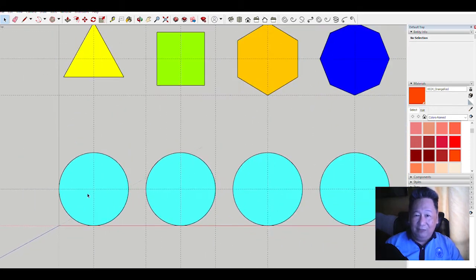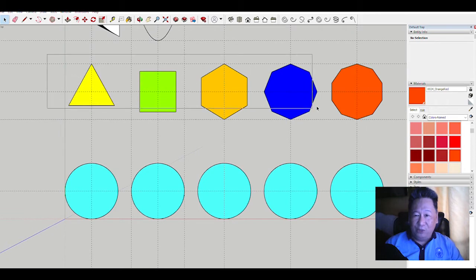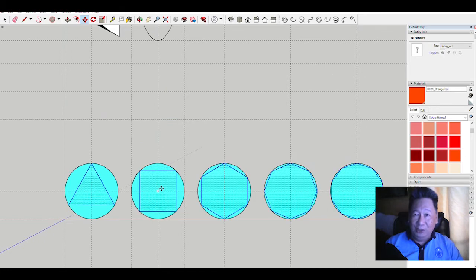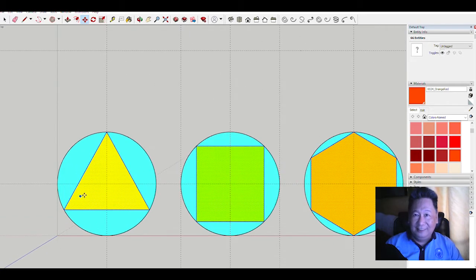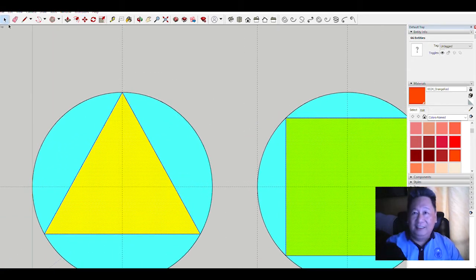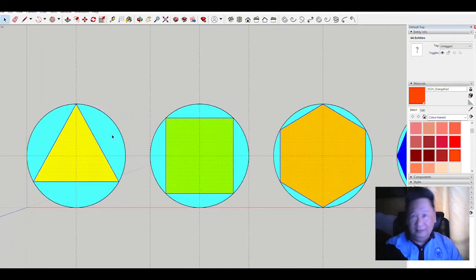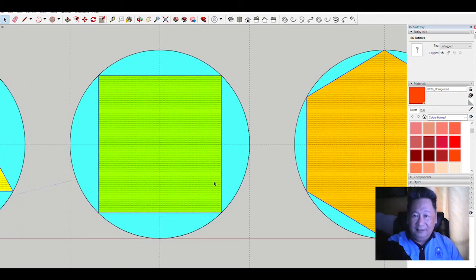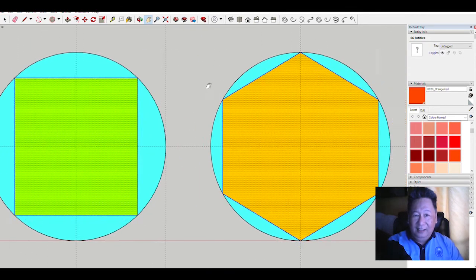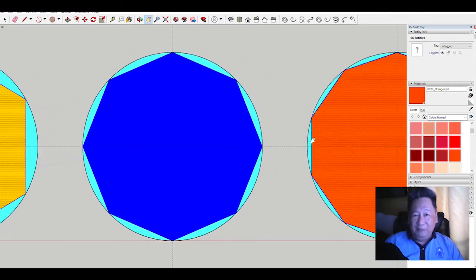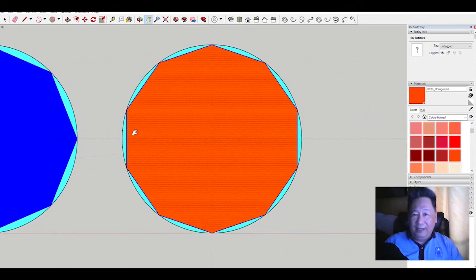Because of this, they developed the method of exhaustion, where they insert a triangle and then gradually increase the number of sides from 3 to 4 and so on. Let me show you. As you can see, the shape is looking more and more like a circle.